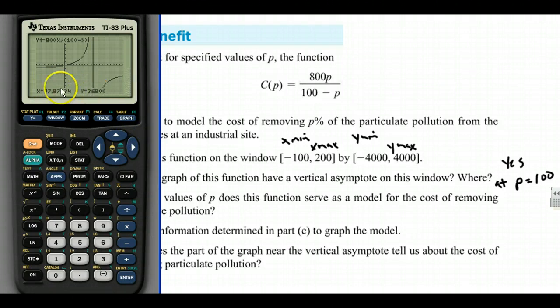Say we're still positive at 97. And then watch what happens when we go across. Now we're in the negative. So it takes place at 100. But the easy way to get it is just what makes your denominator 0.